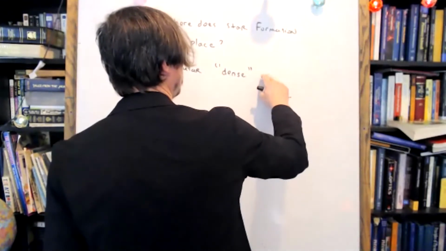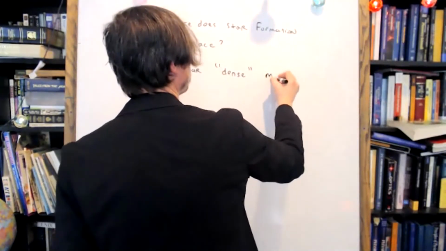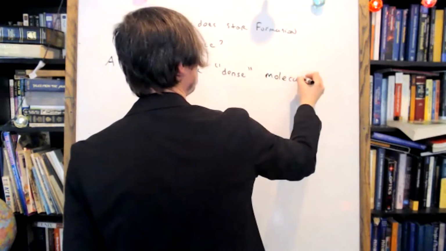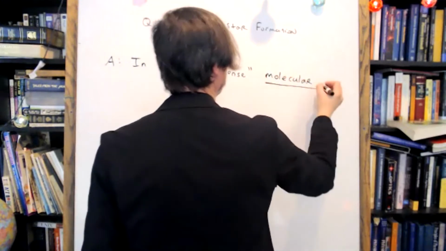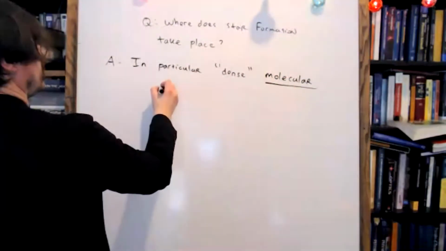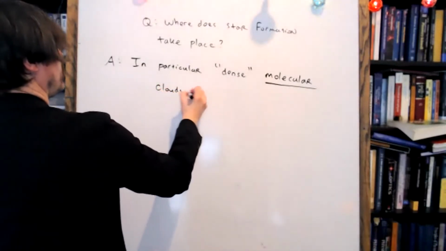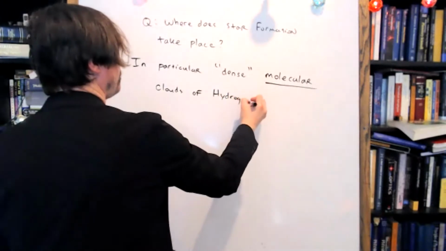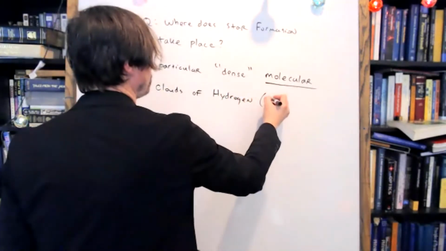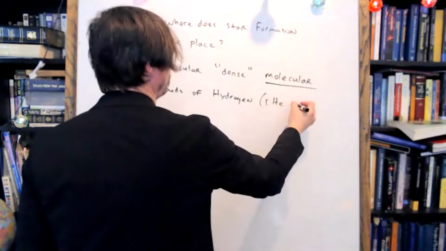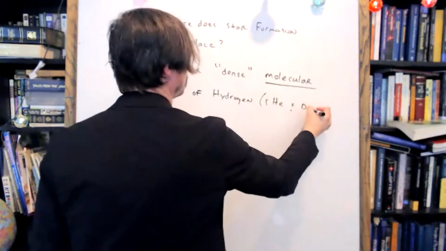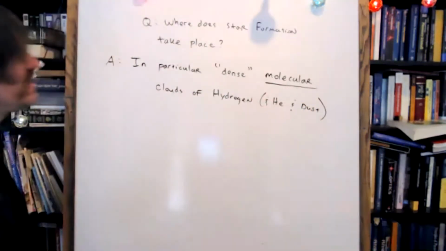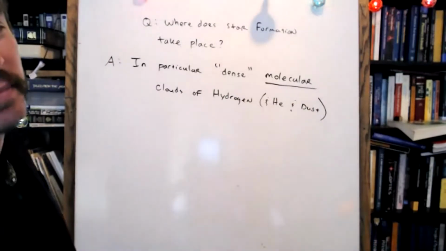It takes place in particular dense, I'm not going to just say any types of clouds, molecular clouds of hydrogen and helium and dust. So the helium and the dust are there, but it's really the molecular hydrogen.